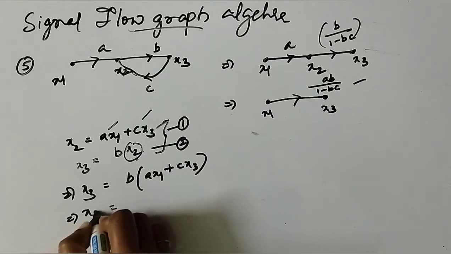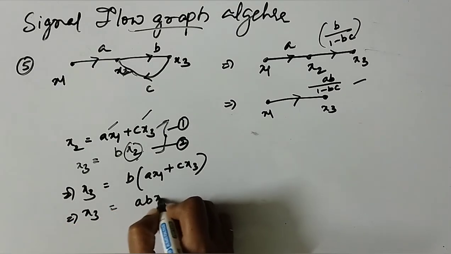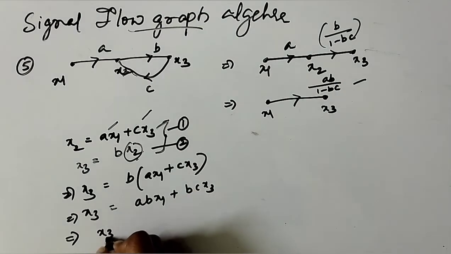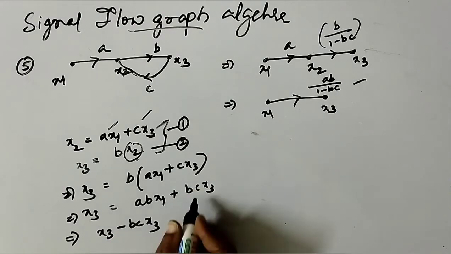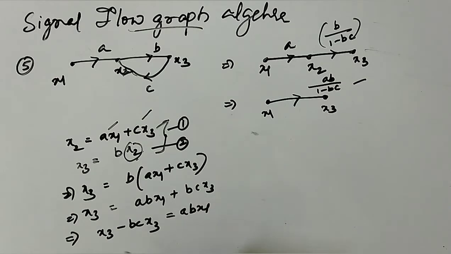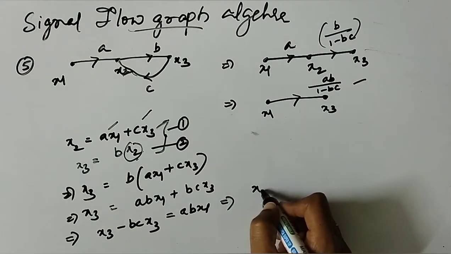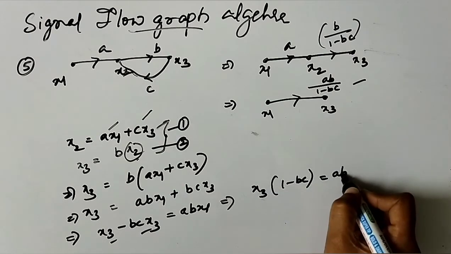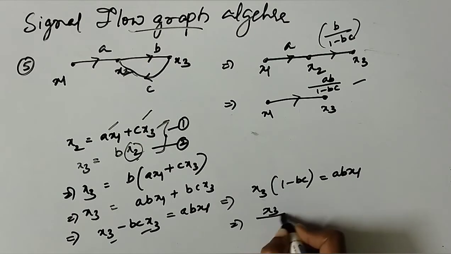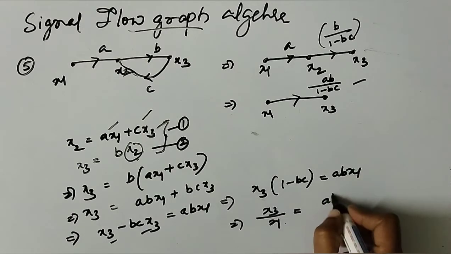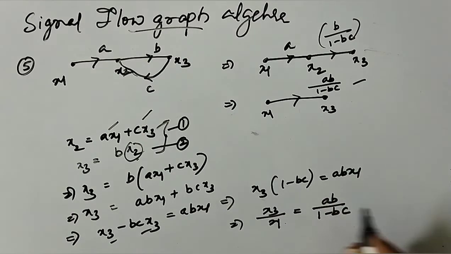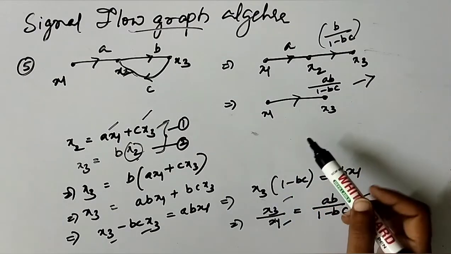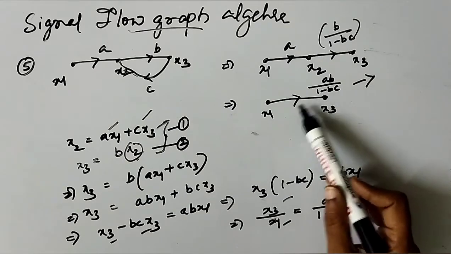x3 equals AB x1 plus BC x3. x3 minus BC x3 will leave us AB x1. Taking x3 common, x3 into 1 minus BC equals AB into x1, so x3 by x1 is AB by 1 minus BC. This is the transfer function for the reduced form after eliminating the feedback loop, or the loop.